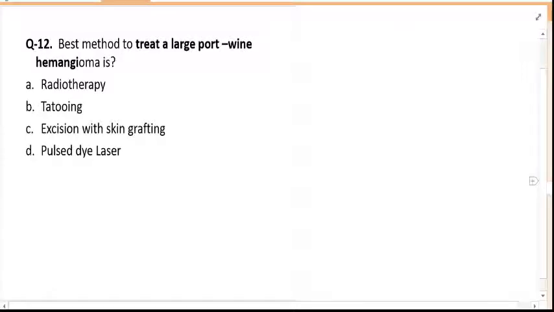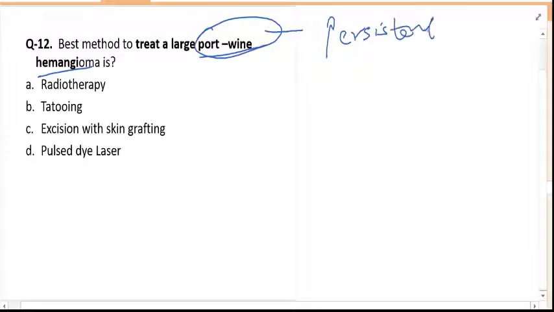Coming to next question, what is the best method to treat a large port wine hemangioma? These are capillary hemangiomas. Port wine is persistent. Mostly this will present at the time of birth and it will remain throughout life. This will not disappear. The other types of capillary hemangiomas like strawberry hemangiomas, stork bite, those will disappear. But port wine will be persistent. This is a capillary malformation, present mainly on the face.